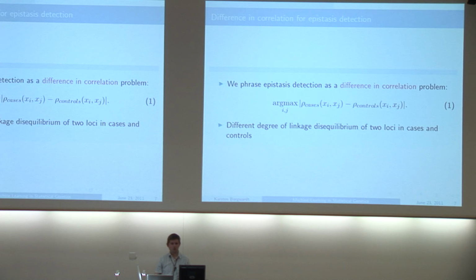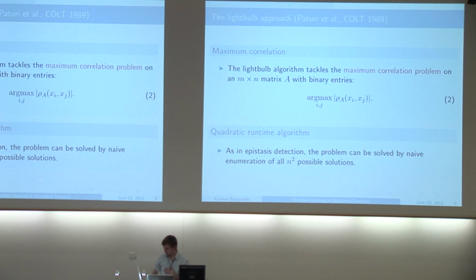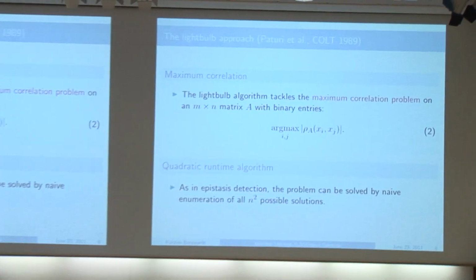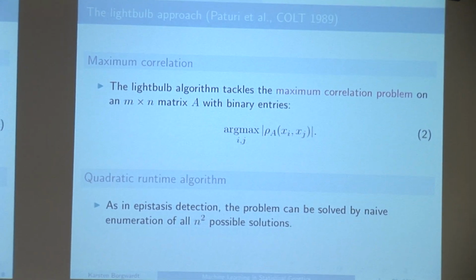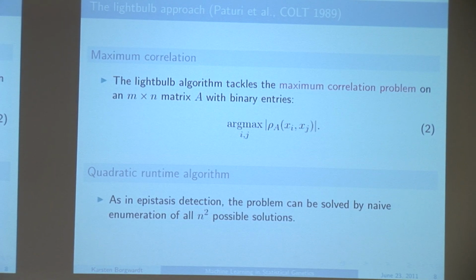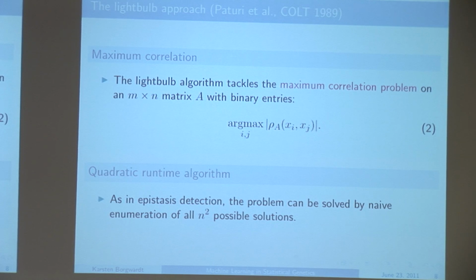Now, how can you solve this optimization problem? We searched the theoretical computer science literature, and the work that is most closely related and that we found is the Lightbulb algorithm by Paturi et al. from COLT 1989. They propose an algorithm for the following task. You're observing a set of n light bulbs, which can be on or off, and you're observing them at m points in time.